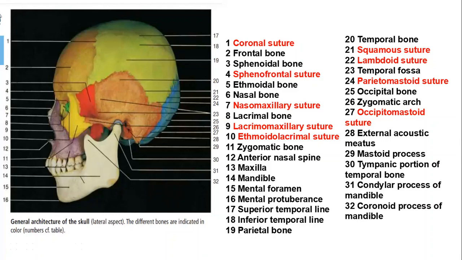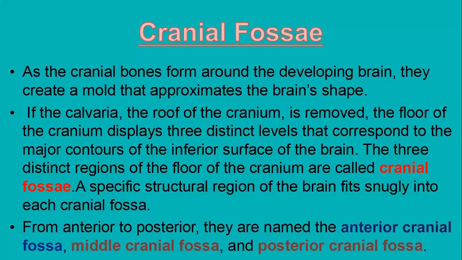So those are the sutures which are mainly found on the surface of the skull, and as I said, they are like joints which join one bone to the other. So let's move ahead to another level, whereby we have the cranial fossa. As I mentioned earlier, a fossa is a cavity within the skull. The major function of this cavity is to hold the brain and other vessels found within the brain.